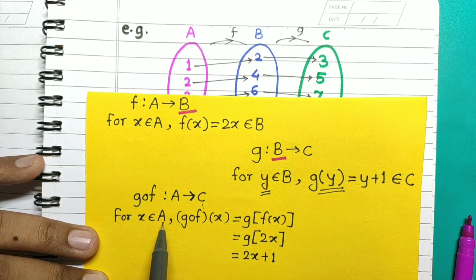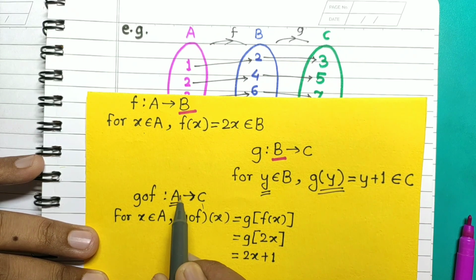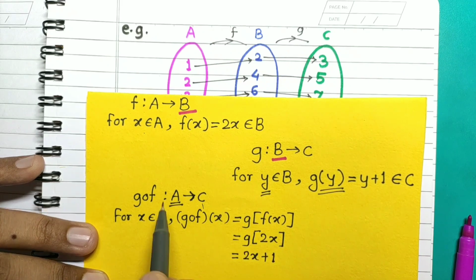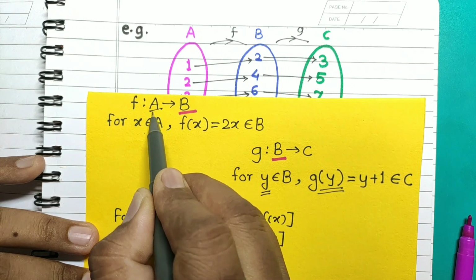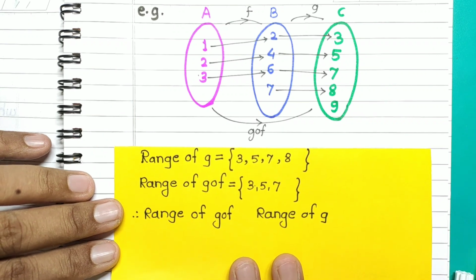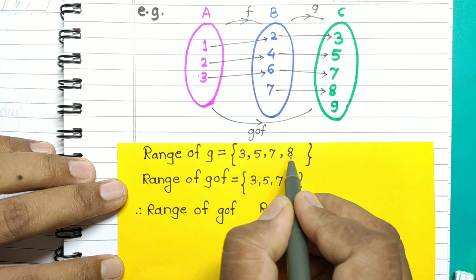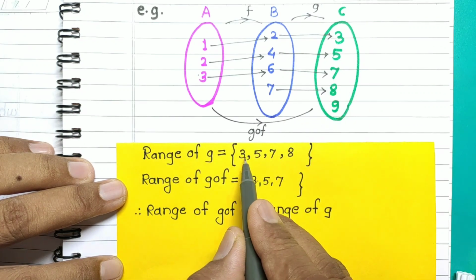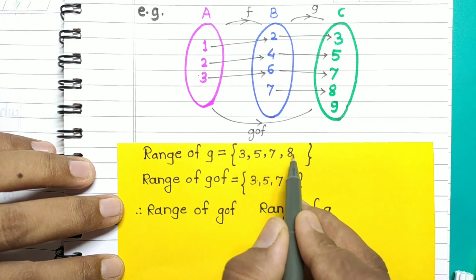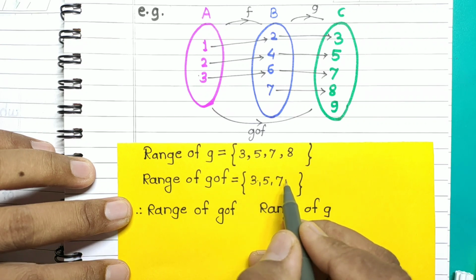Students, here we observe that the domain set of this composite function, here it is A, is the same as the domain set of function f. Then let's see the range set of function g. It contains images 3, 5, 7 and 8. So the range of g is the set containing elements 3, 5, 7 and 8. Then the range of gof function is 3, 5 and 7.